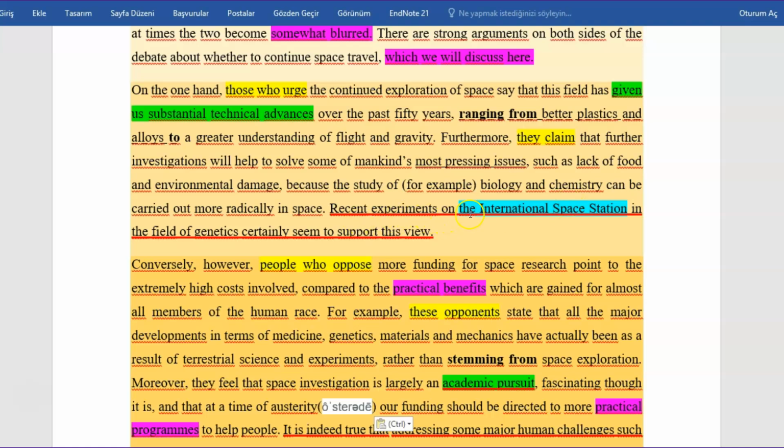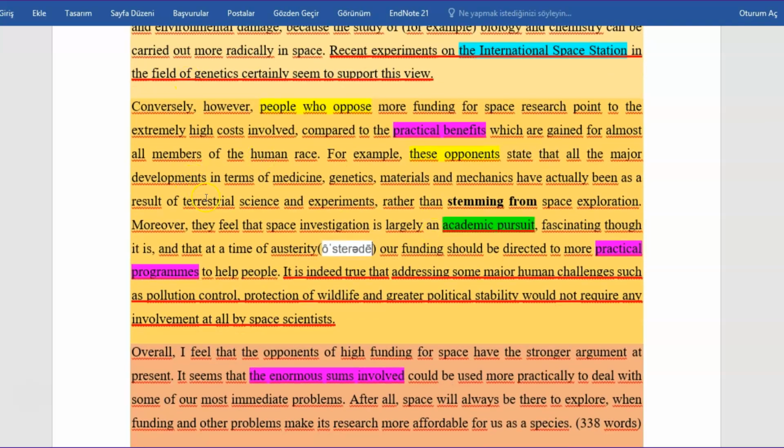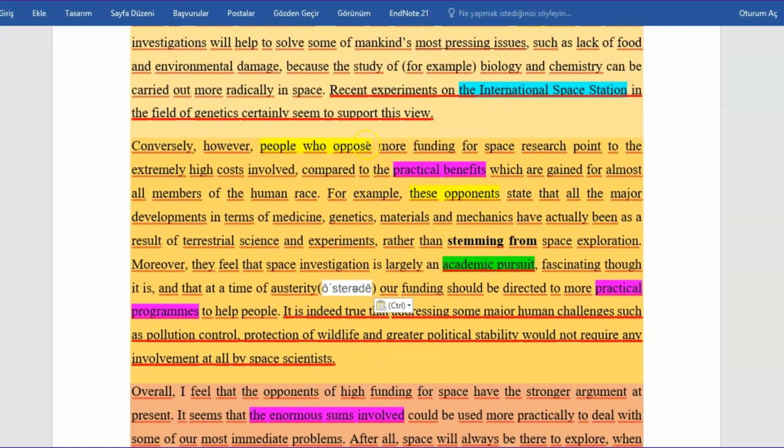Recent experiments on the ISS, the International Space Station, in the field of genetics certainly seem to support this view. Pay attention to the usage of impersonal style. On the other hand, however, people who oppose more funding for space research cite the extremely high cost involved compared to the practical benefits which are gained from almost all members of the human race.